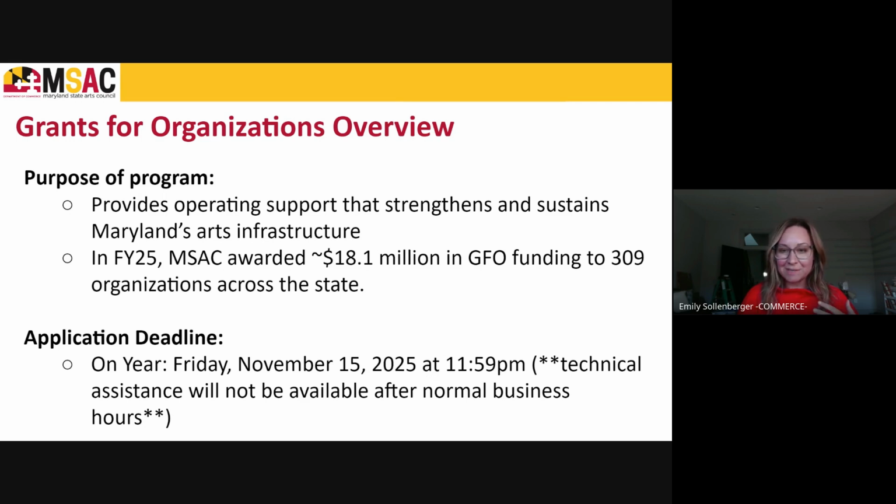And you'll hear some repetitive information over and over in this session. But as a reminder, moving forward, the application deadline for the on-year application is going to be Friday, November 15th. And that should say 2024, not 25, by 11:59 p.m. And just a note that technical assistance will not be available after normal business hours. So if you need some support, we highly recommend that you get in touch with us early. Laura and I usually work Monday through Friday, 8 to 4-ish. So just be in touch with us before that last minute deadline.